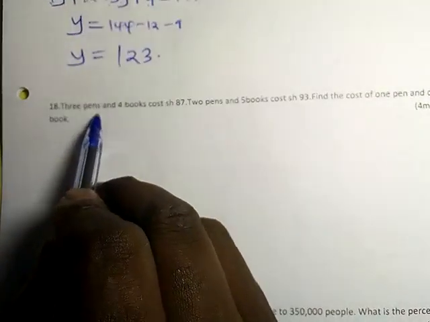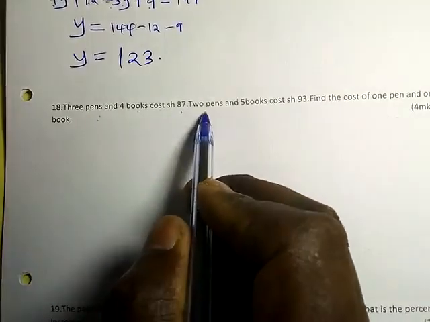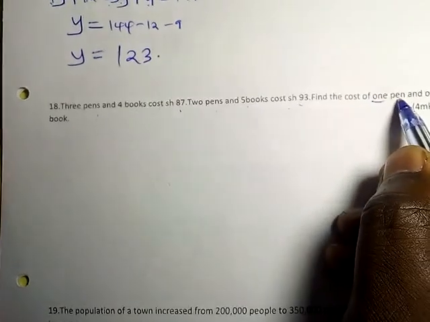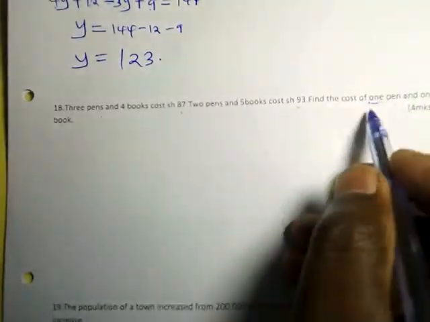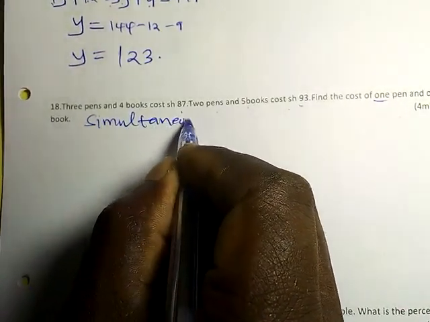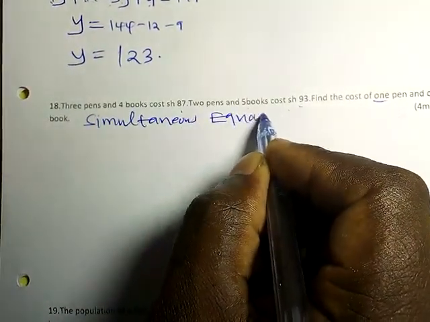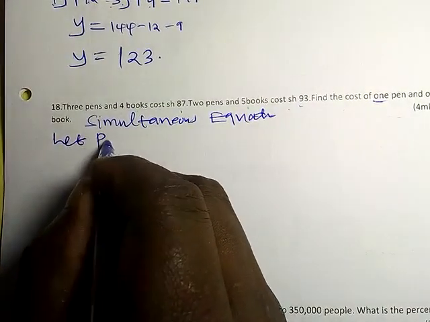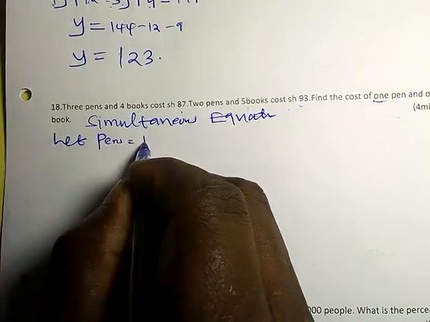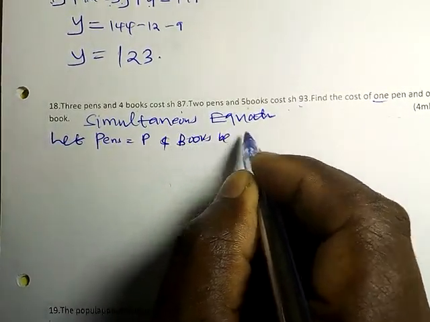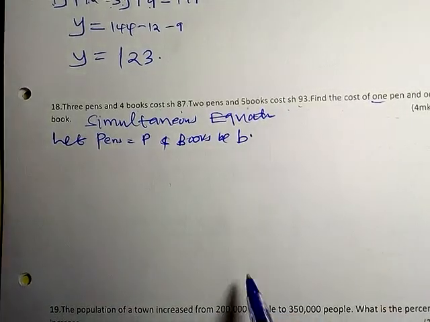3 pens, 4 books cost 87, 2 pens and 5 books cost 93. Find the cost of 1 pen and 1 book for 4 marks. This is a simultaneous equation. So we say let pens be P and the books be B, right? So we can use that.